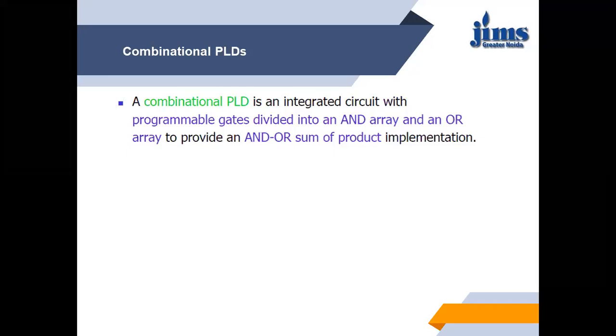So the structure will be like what we have studied in ROM. ROM has a decoder. Decoder is nothing but an AND array, and at the output we have different types of OR gates. So it's an OR array. So the combinational PLDs implement sum of products, and they are AND-OR arrays. Now the way in which these arrays are arranged, depending upon that, we have different types of programmable logic devices.